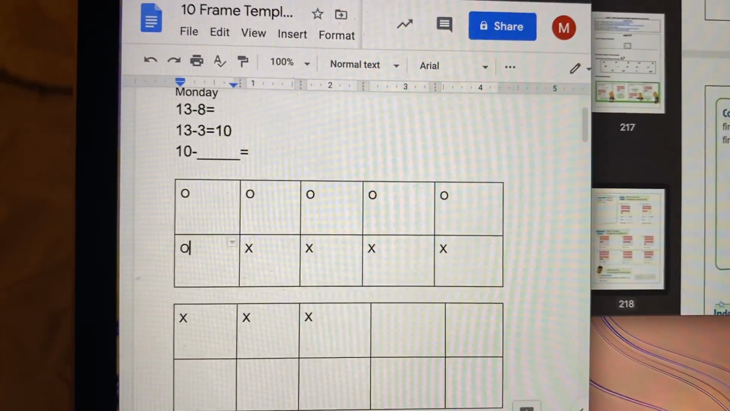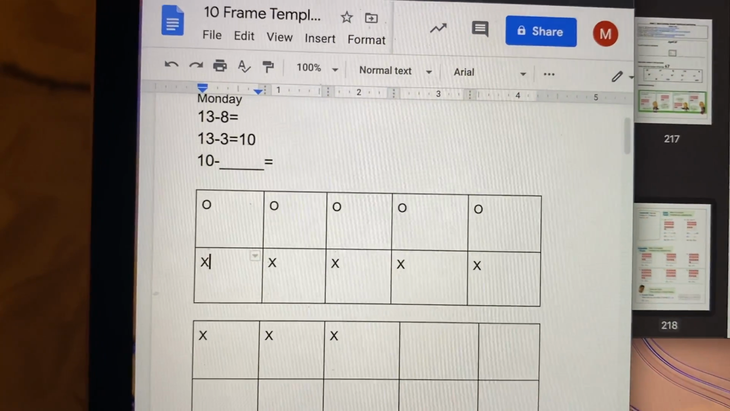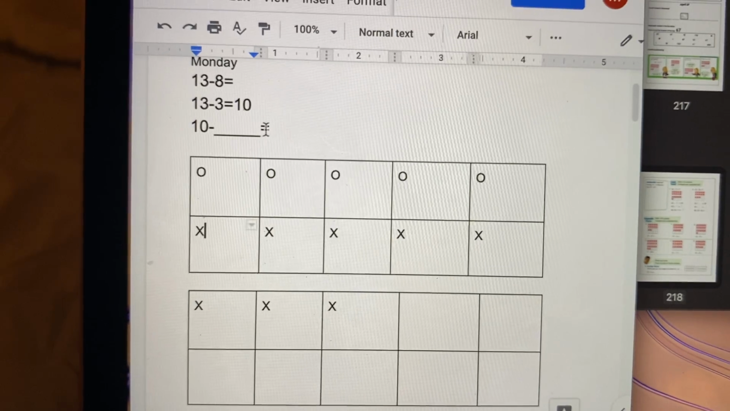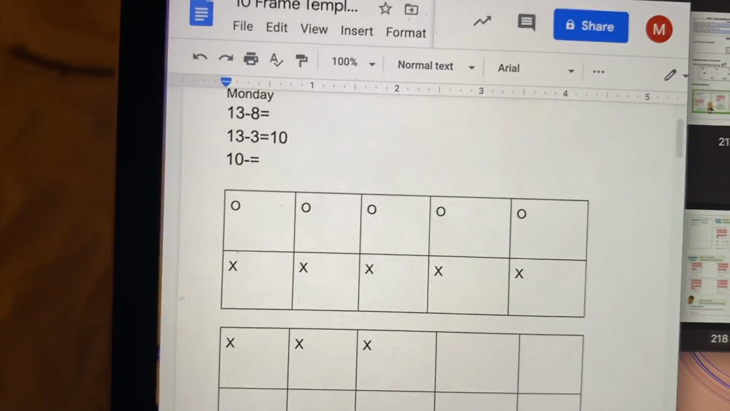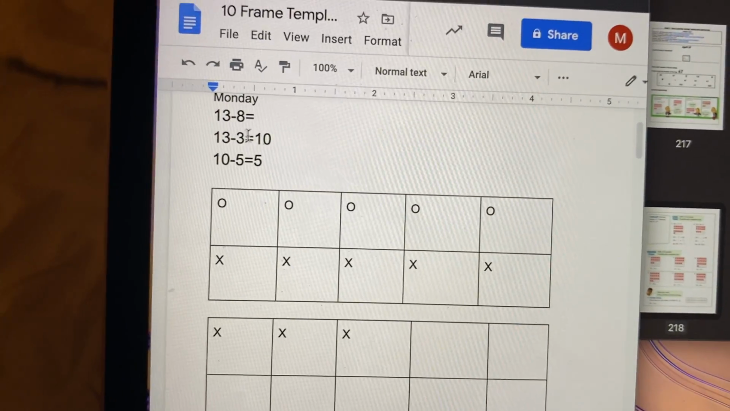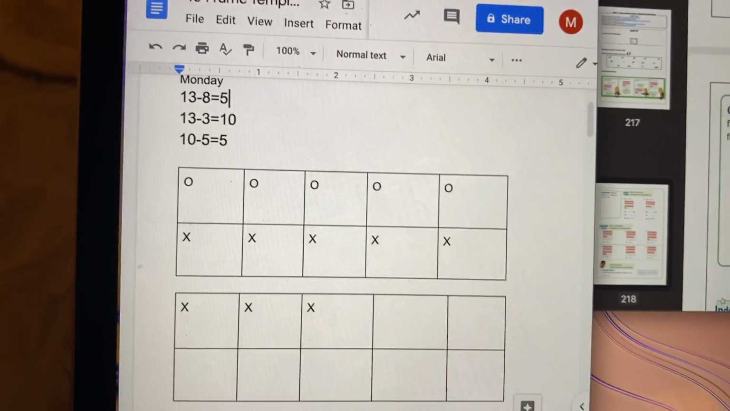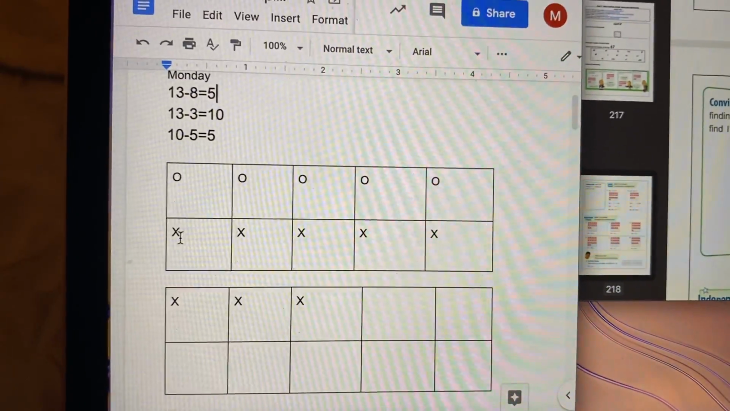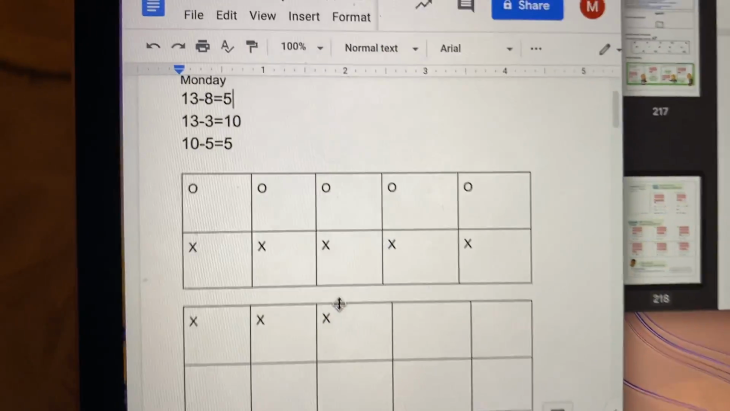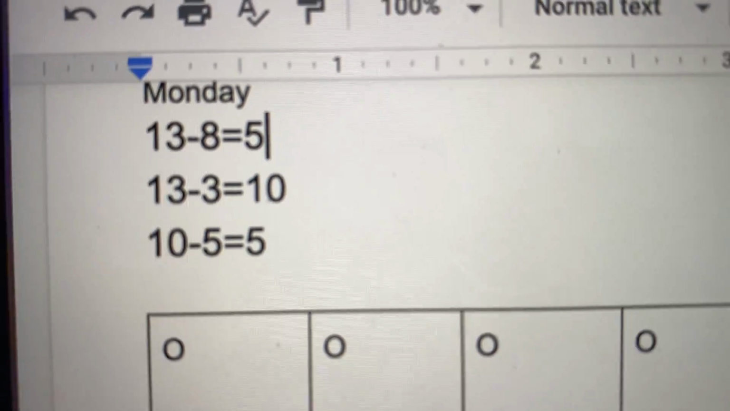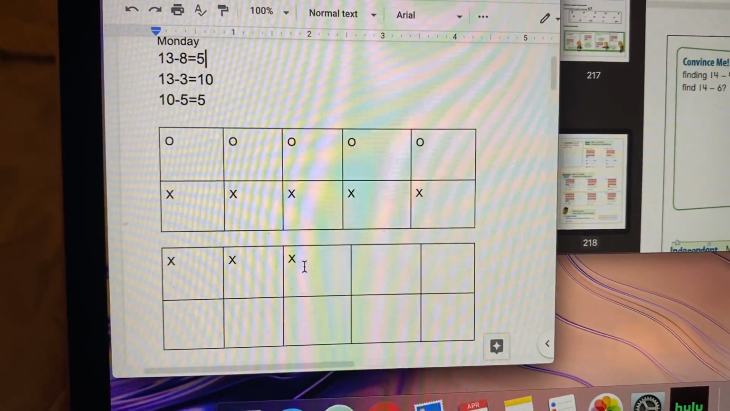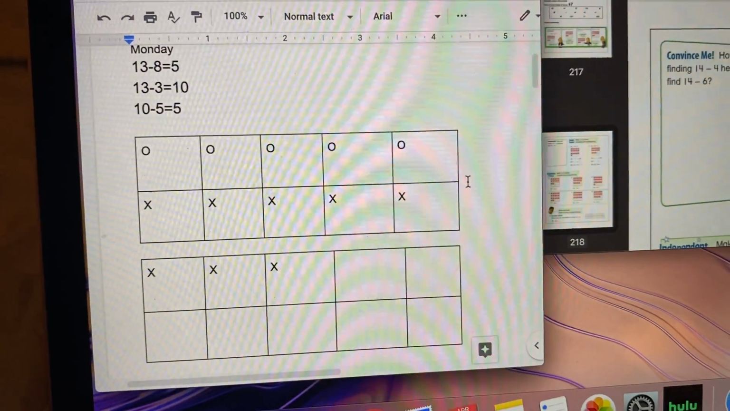And how many do I have left over? Well, it is one whole row of a 10 frame, and we know there's 5 in the top of a 10 frame, so I have 5 left over. So 10 minus 5 equals 5. So your final answer is 5, which means 13 minus 8 equals 5. If you want to double check your work, count up your X's and make sure it equals 8, because our problem was 13 minus 8. So I have 5, 6, 7, 8 that I subtracted all together. So I know my answer is correct.